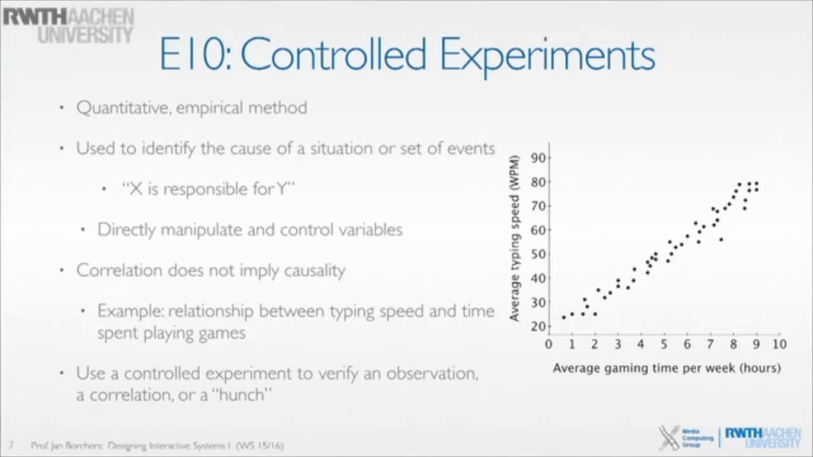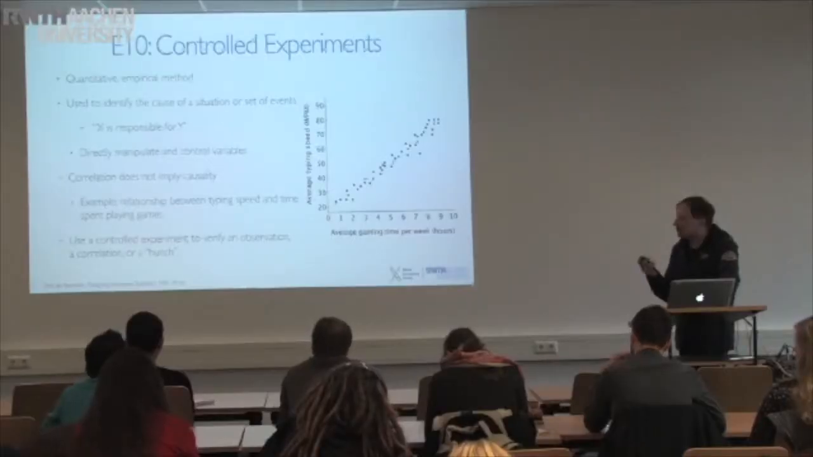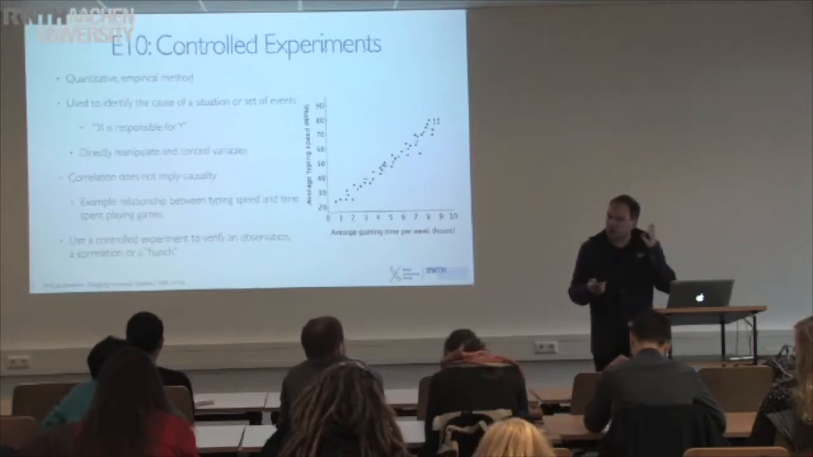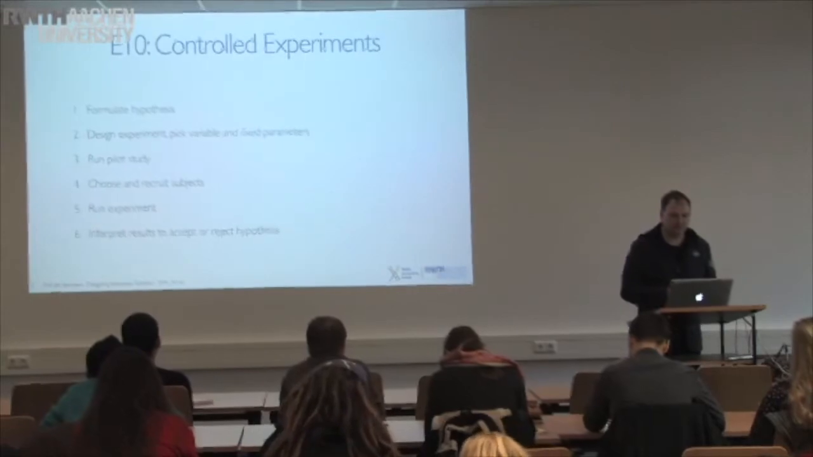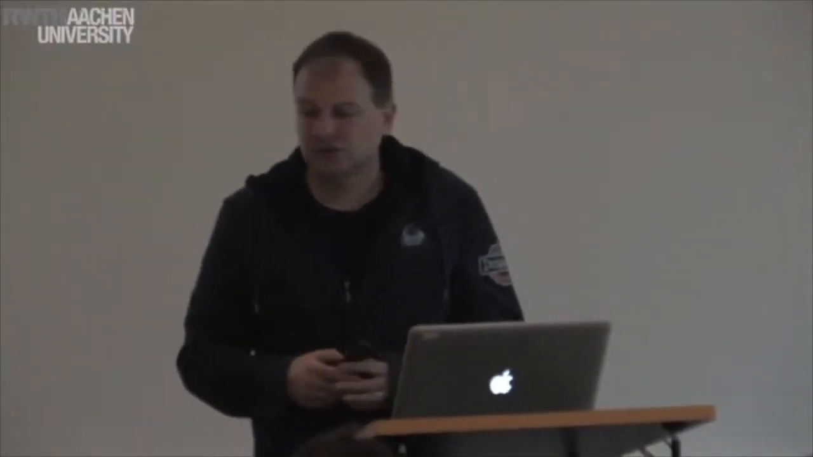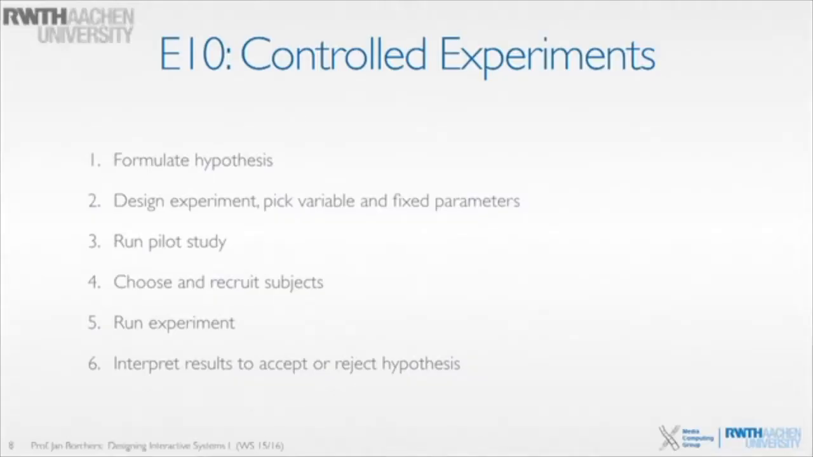We do these controlled experiments to verify something, like an observation that we made, or a correlation, like this one, or just a hunch where we think something is going on. We have an idea that something might be related and might have an effect. So here's a quick overview of what a controlled experiment looks like. We're going to go into a little more detail on these steps in the next couple of slides.